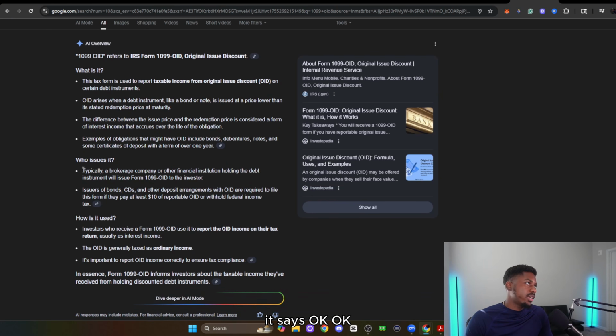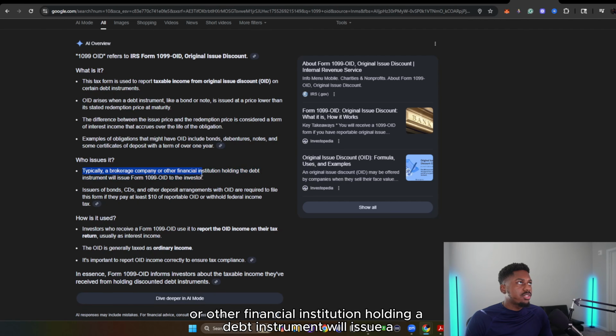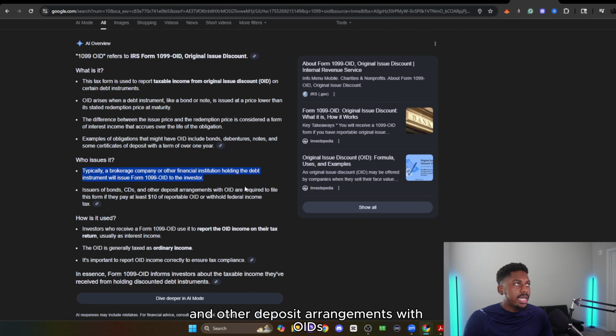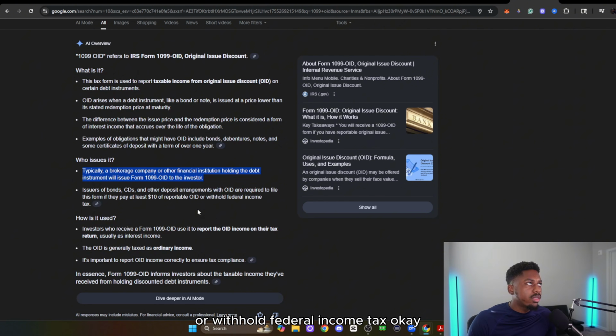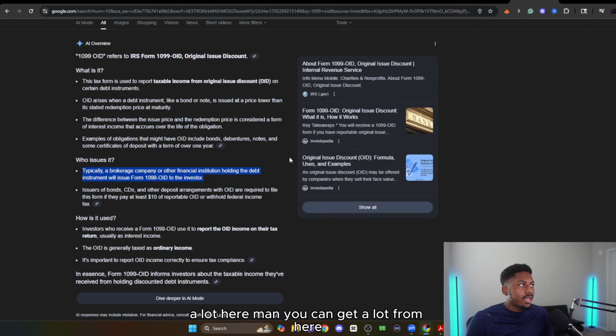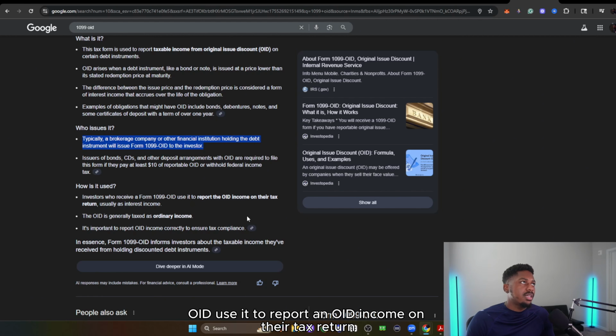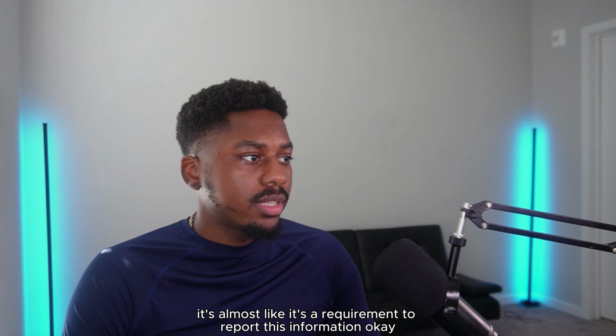It says, typically, a brokerage company or other financial institution holding a debt instrument will issue a Form 1099 OID to the investor. Issuers of bonds, CDs, and other deposit arrangements with OIDs are required to file this form if they pay at least $10 in reportable OID or withhold federal income tax. Okay? You can get a lot from here. Investors who receive a Form 1099 OID use it to report OID income on their tax return, usually as interest income, and the OID is generally taxed as ordinary income. It is important to report the OID income correctly to ensure tax compliance. So, it's almost like it's a requirement to report this information.